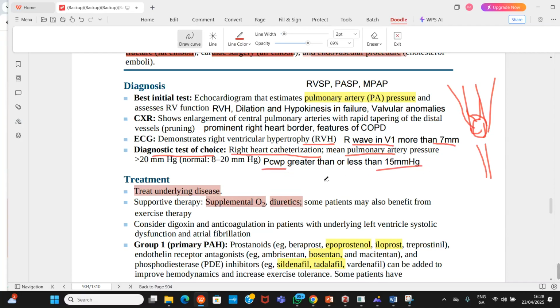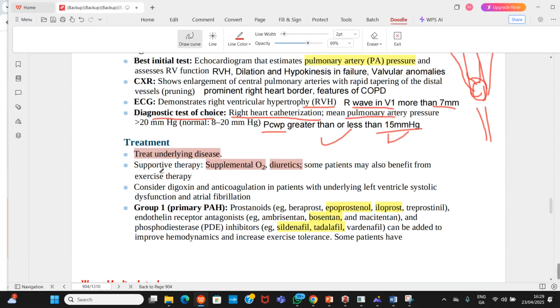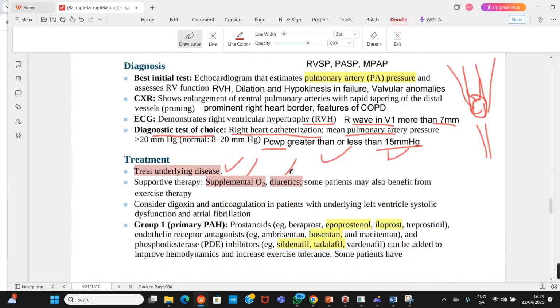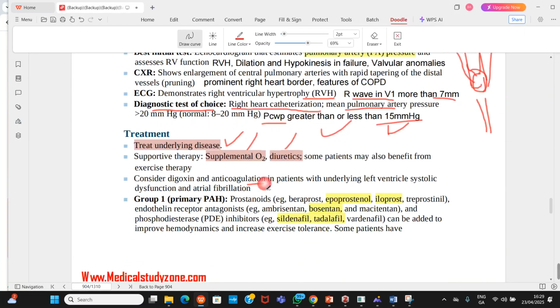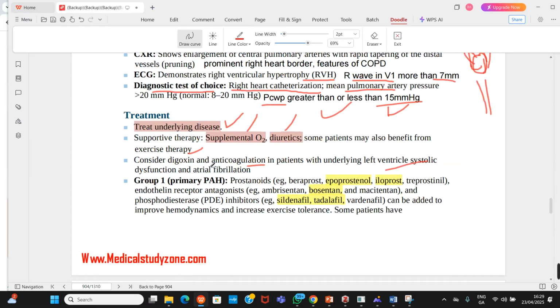If we do an ECG, we're going to see features of RVH, which is R wave in V1 more than 7 millimeters. The best test to make the diagnosis of pulmonary hypertension is right heart catheterization. Go and put in a catheter there and measure it, and the mean pressure will be more than 20. If you measure the PCWP and it is less than 15, the cause is respiratory. If it's more than 15, the cause is cardiac. Do you understand that? Yes, sir.